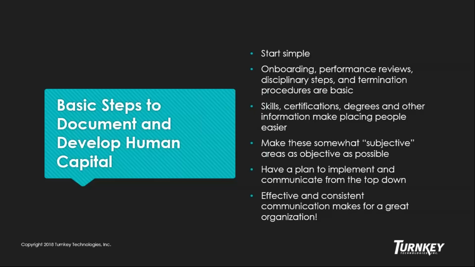So have a plan to implement and communicate from the top down. Performance reviews and disciplinary steps are things that should have buy-in from the people at the top, where they come up with a list of what they want to do performance reviews on or how they want to do disciplinary steps. That plan is communicated from the top down to every employee, whether they're new or have been there a while, and they know exactly what is expected of them. Effective and consistent communication makes for a great organization.